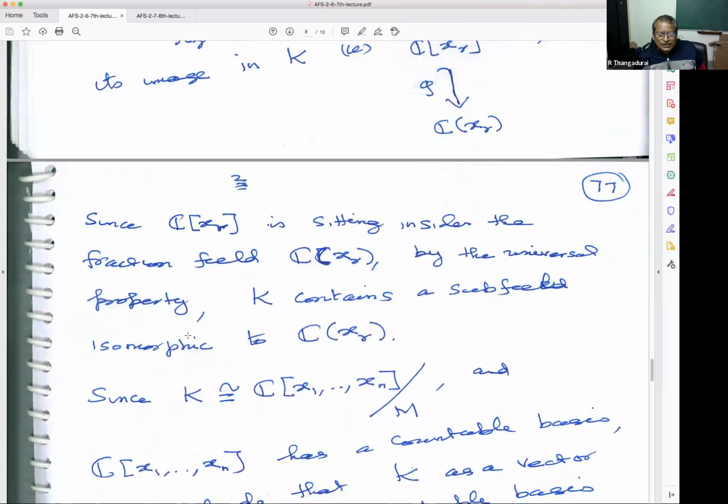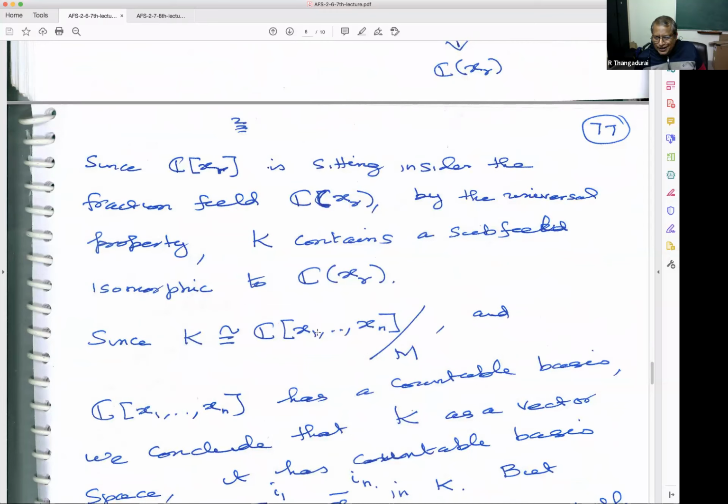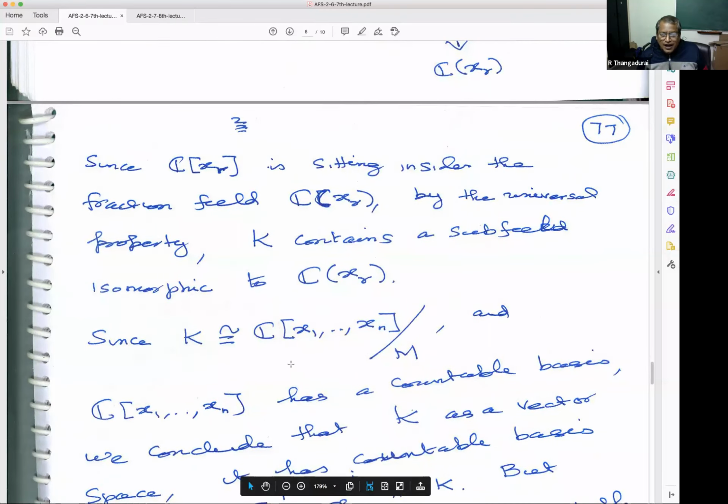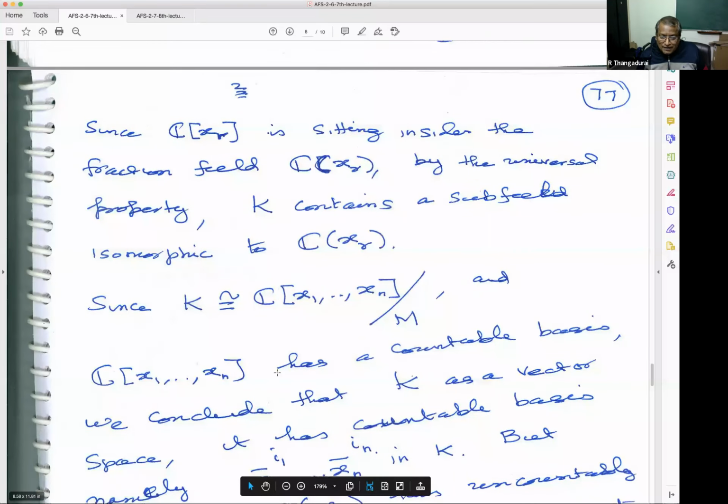Since K is isomorphic to the quotient ring of the polynomial ring in n variables, and we know this polynomial ring in n variables has a countable basis, just all the monomials, with non-negative powers.